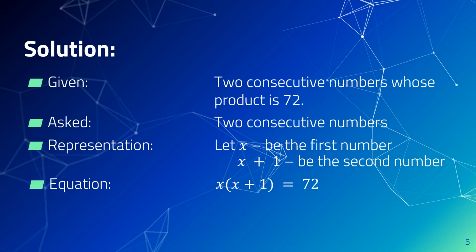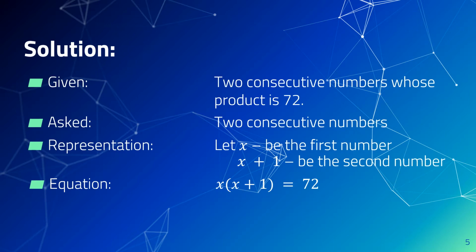So the equation is x times the quantity of x plus 1 equals 72. We declared in the first one that x is the first number, and we declared x plus 1 as the second number. So multiplying the first number to the second number, the product is 72. Here, we don't know the first and the second number.